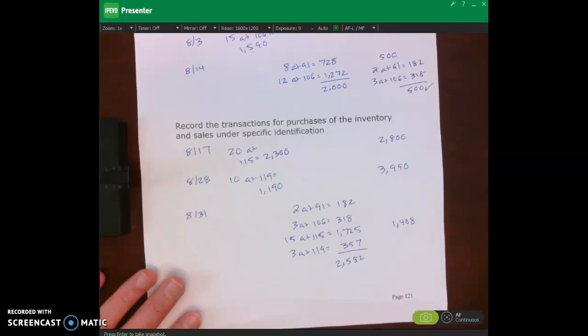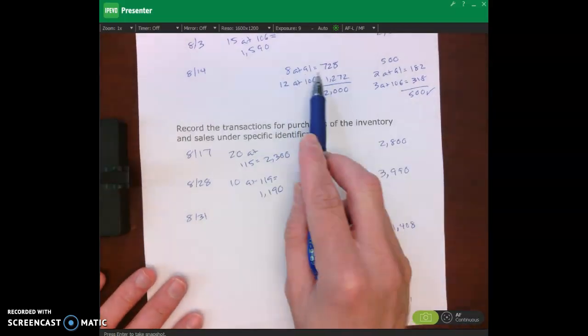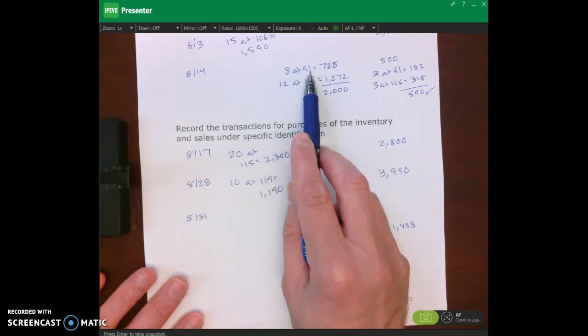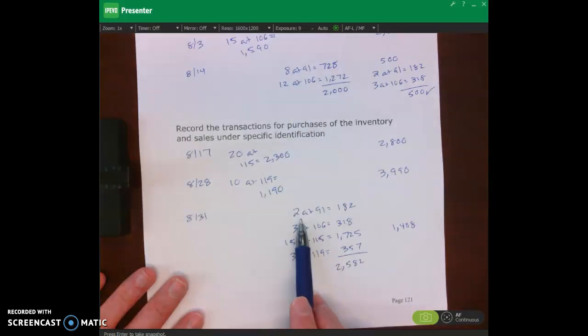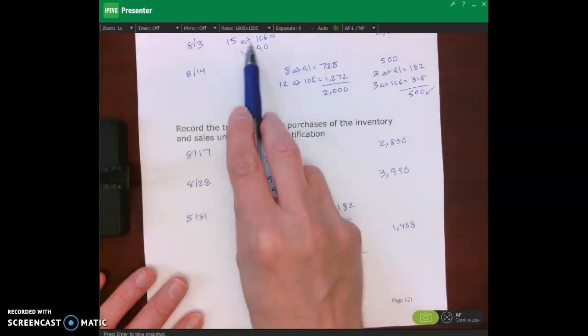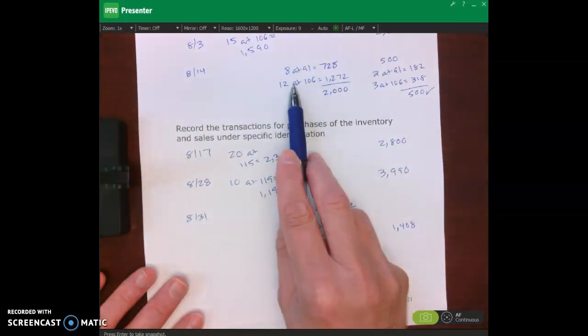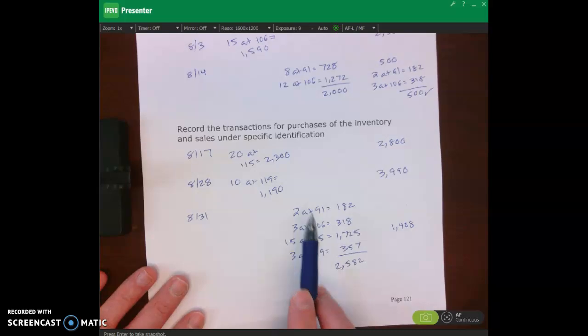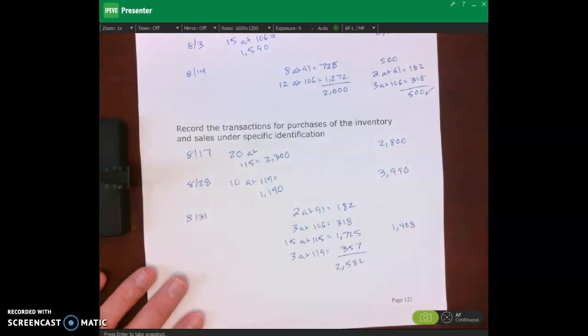How else could I do that? Well, I sold all of these, right? All of the 91 because I sold 8 up there and I sold the remaining 2 here. I had 15 before, I sold 12 here, and I sold the remaining 3 here. So all the ones at 91 and 106 are gone.